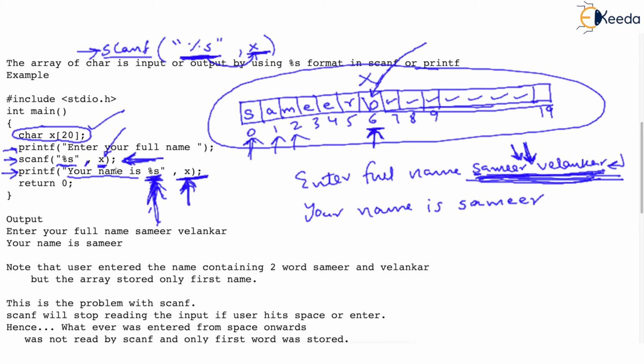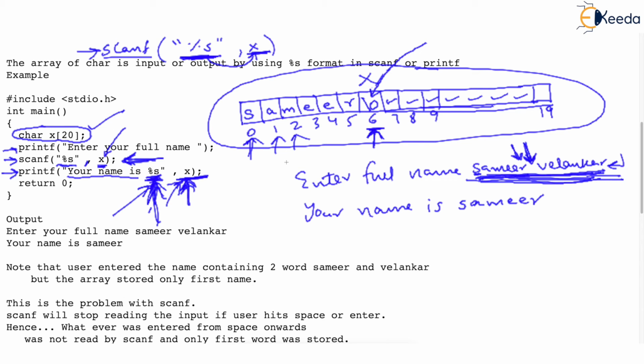What else have you understood? What if you want to print the name which is stored in the x array? Simple. You say printf %s and then give the name of the array. So whatever is stored in the array till \0, check my words, till \0, will be printed by %s. Okay.